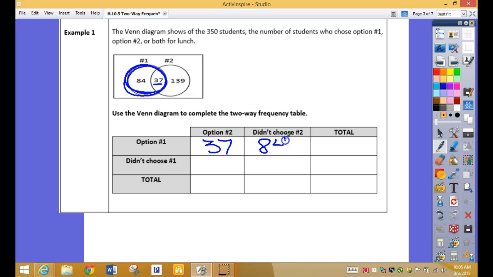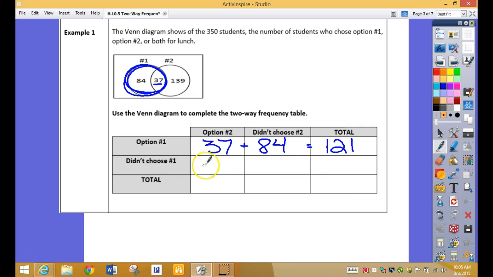84. Now what we do, we go across and we add these up in our totals. What's 37 plus 84? What does that equal? 121. All right, how about this column? Or excuse me, this is a row. These are our columns. All right, when you're referring on tables, these are rows. These are columns.